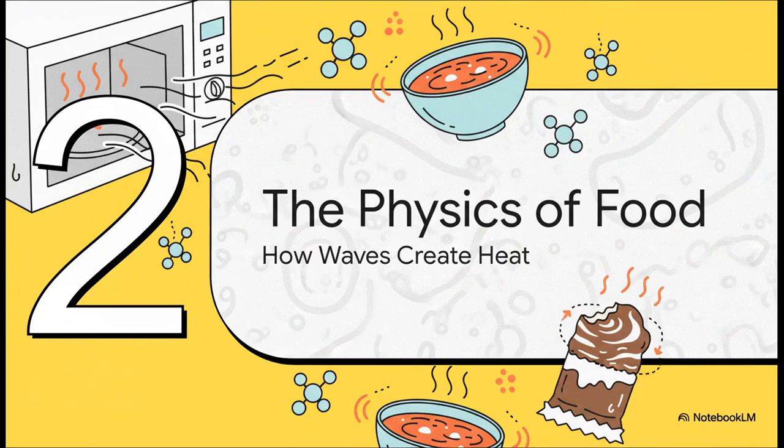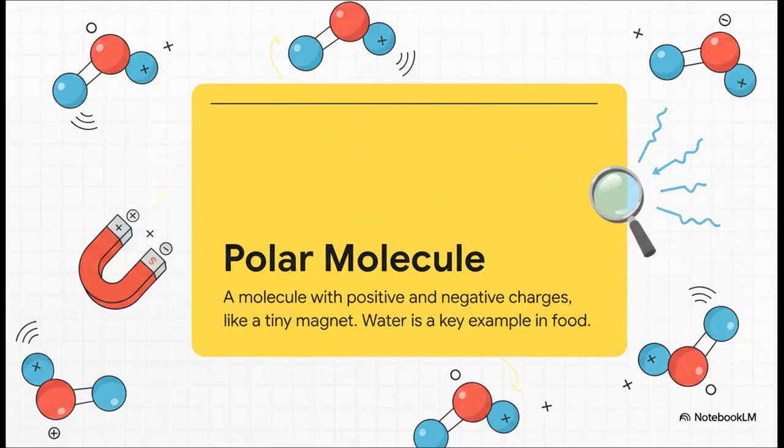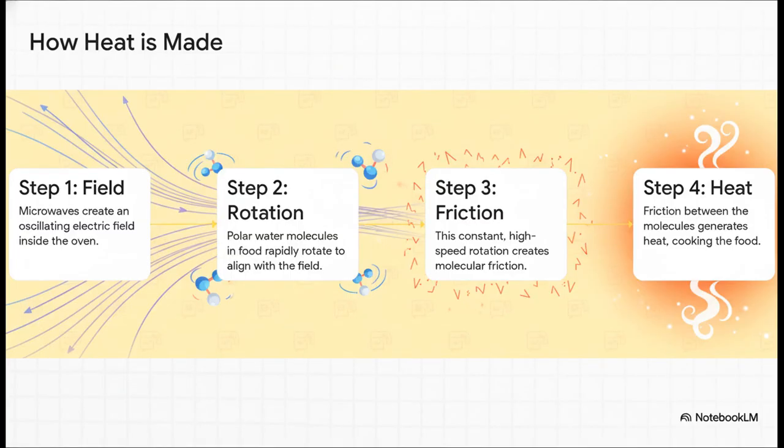So how exactly do we get from a melted chocolate bar to reheating last night's dinner? Well, the secret isn't some special property of the food itself. It's actually all about something most of our food is full of: water. Let's get into the physics. The star of this whole show is the water molecule. Now, water is what scientists call a polar molecule. That's just a fancy way of saying it has a positive end and a negative end, kind of like a teeny tiny magnet. And because pretty much everything we eat has water in it, these little molecules are the perfect target.